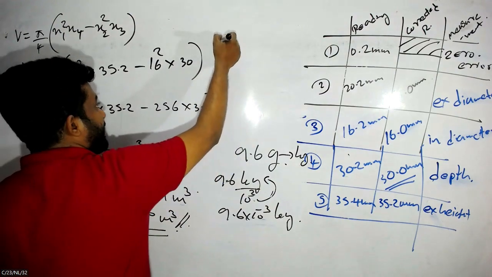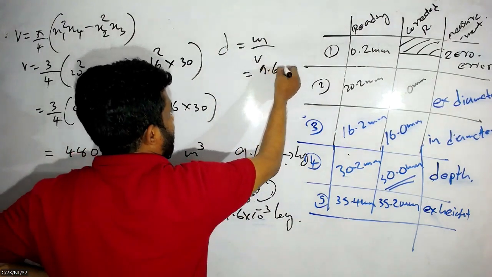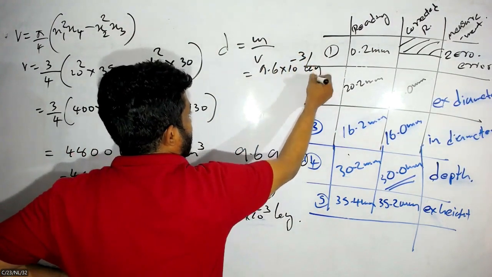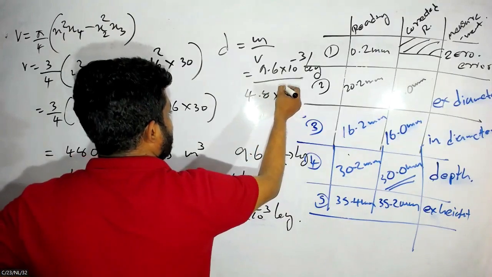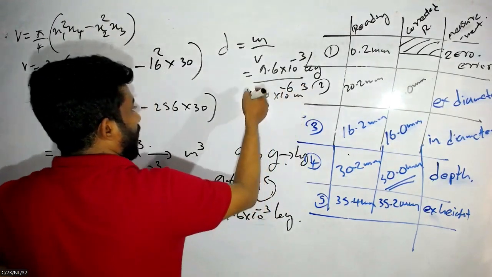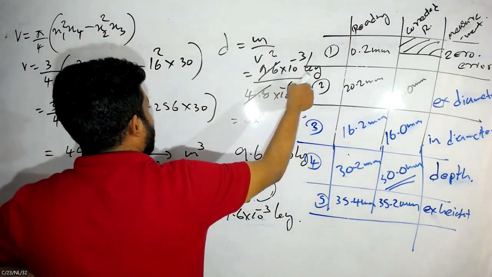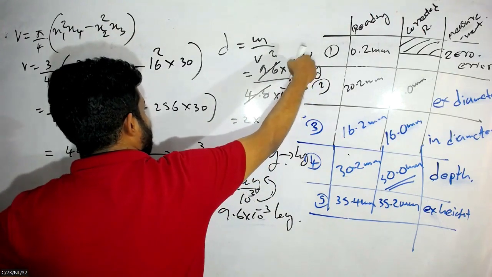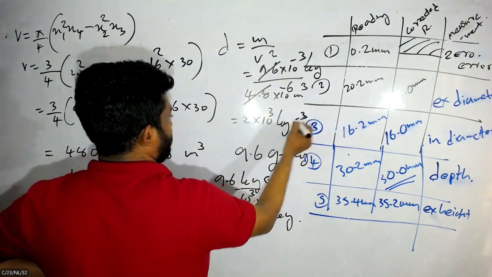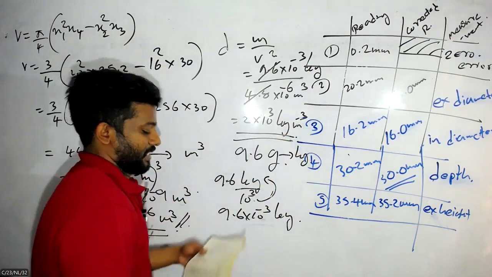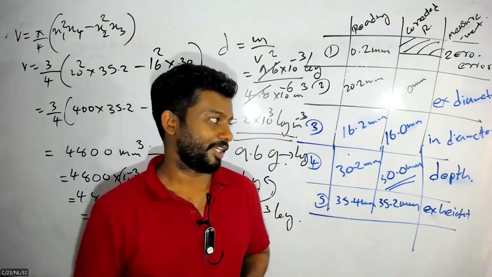Okay, then you have to find the density. D equals m over v. The mass they have given is 9.6 into 10 to the power minus 3 kilogram. The volume is 4.8 into 10 to the power minus 6 meter cube. Here 1 and here 2. Then the answer is 2 into 10 to the power plus 6, plus 6 minus 3, plus 3, kilogram per meter cube. This one is the answer. Then the density is 2000 kilogram per meter cube.